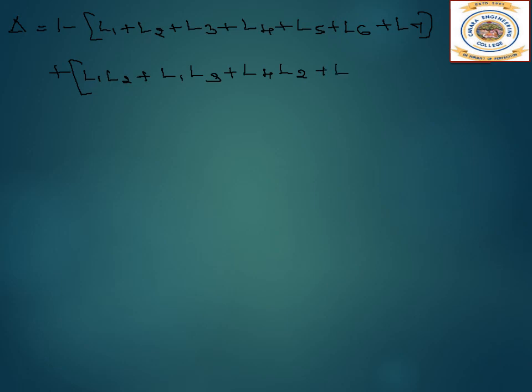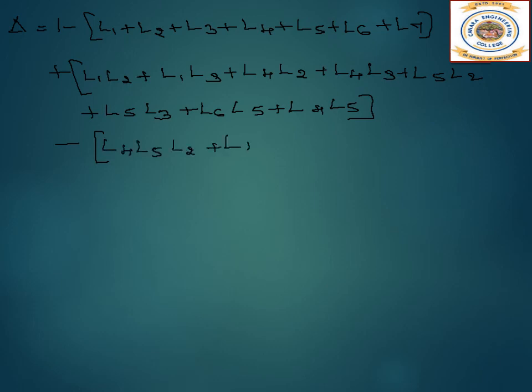delta. Delta is equal to 1 minus all the loops. So we have 7 loops, L1 plus L2 plus L3 plus L4 plus L5 plus L6 plus L7 plus the pair of non-touching loops, L1 L2 plus L1 L3 plus L4 L2 plus L4 L3 plus L5 L2 plus L5 L3 plus L6 L5 plus L4 L5 minus 3 non-touching loops, L4 L5 L2 plus L4 L5 L3.